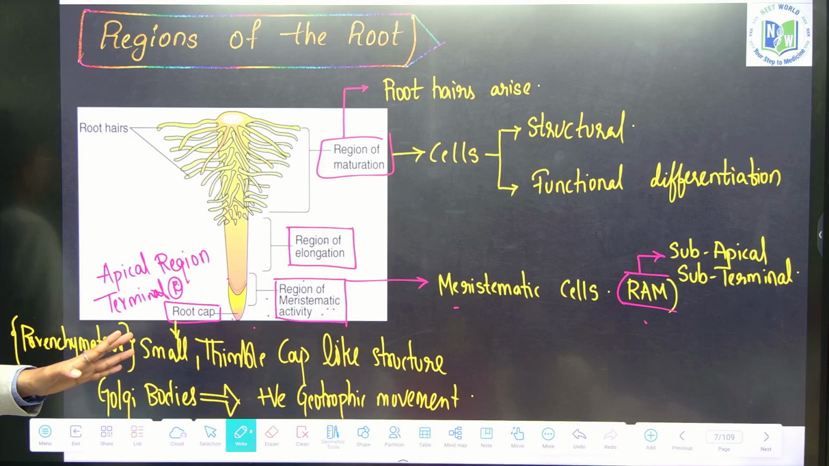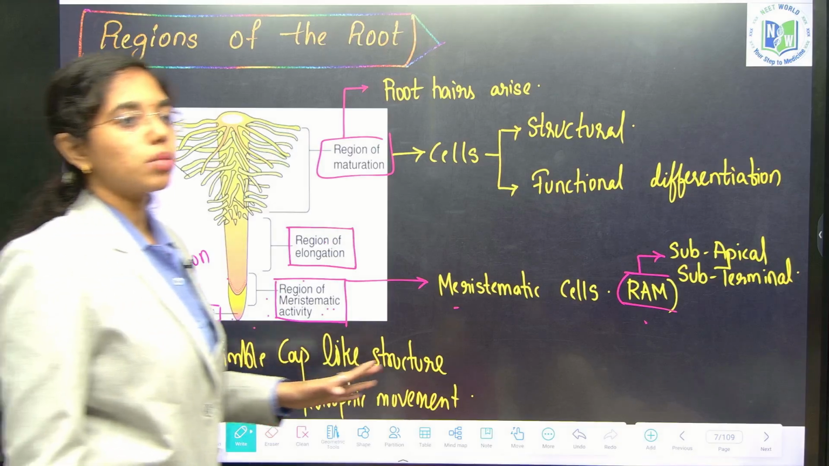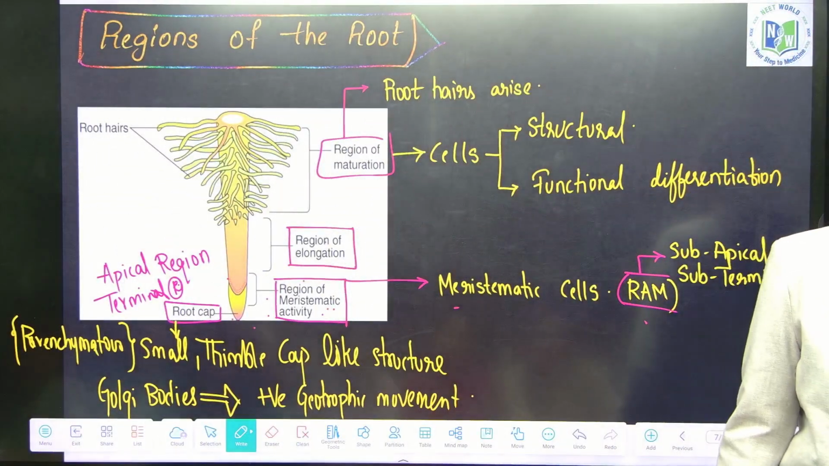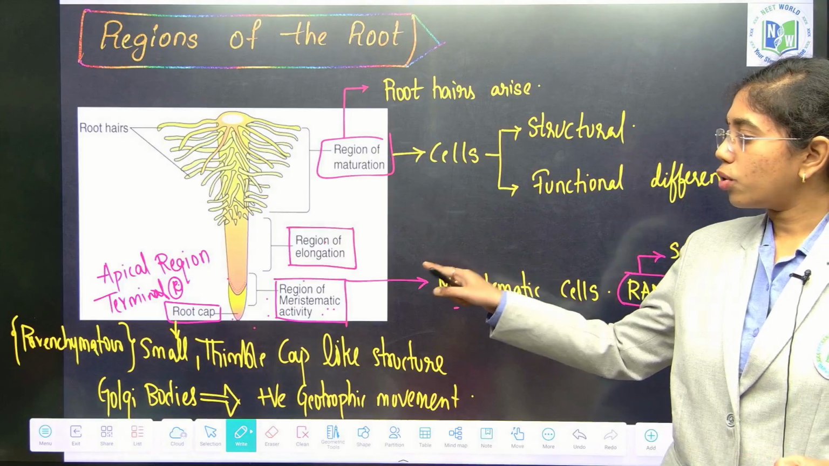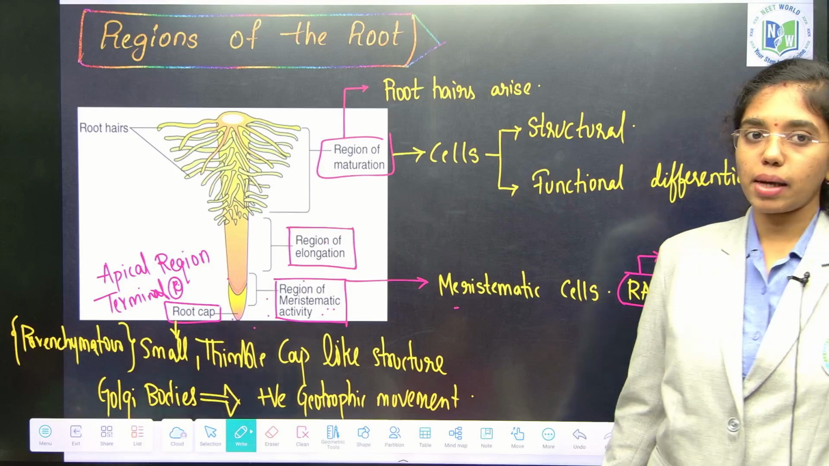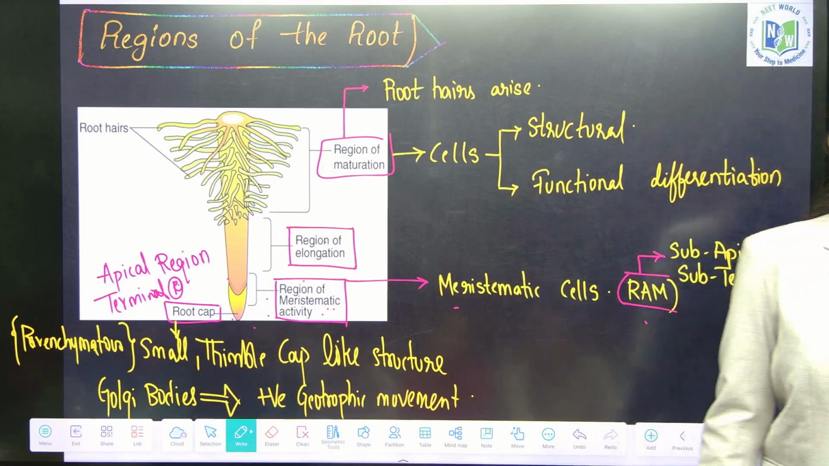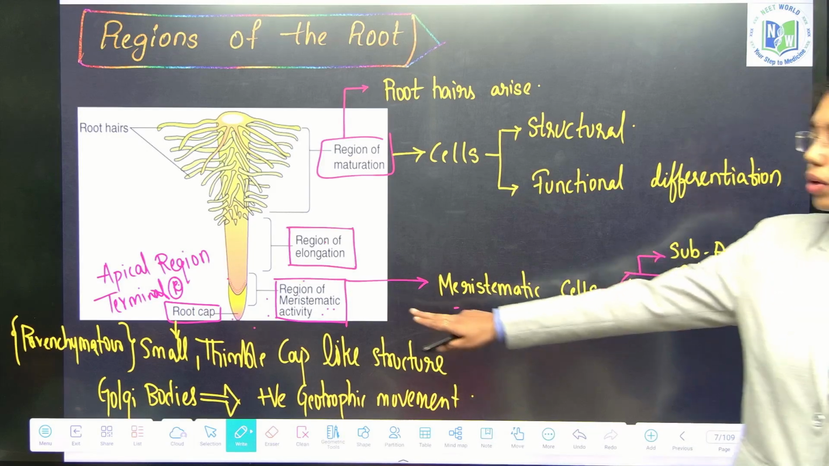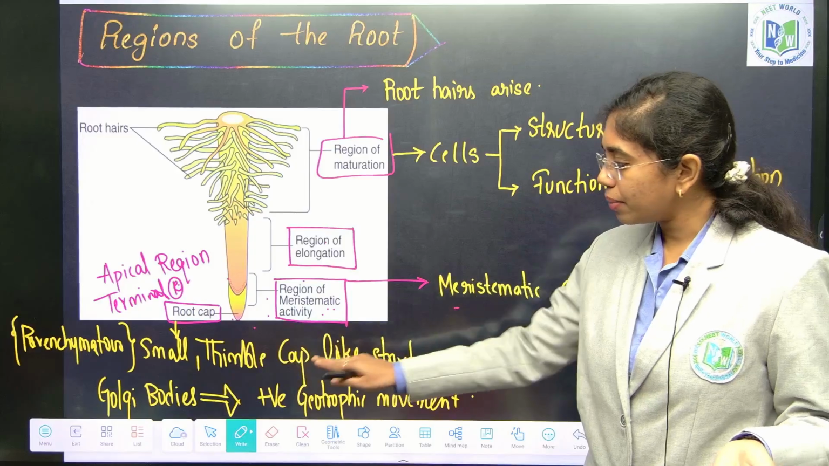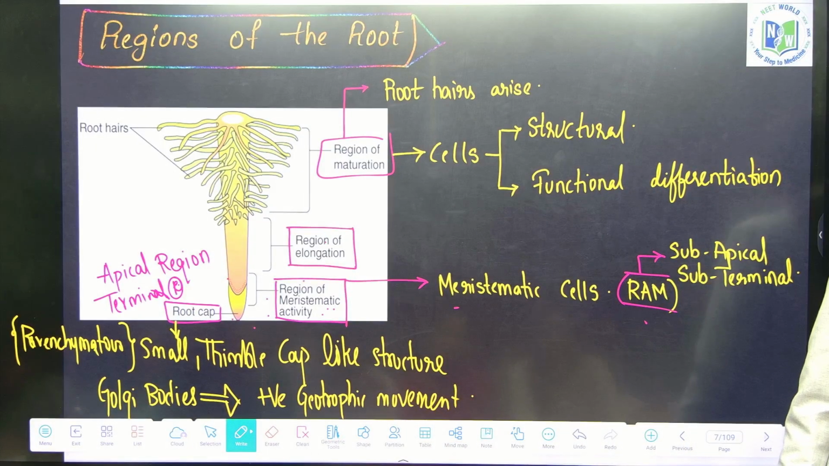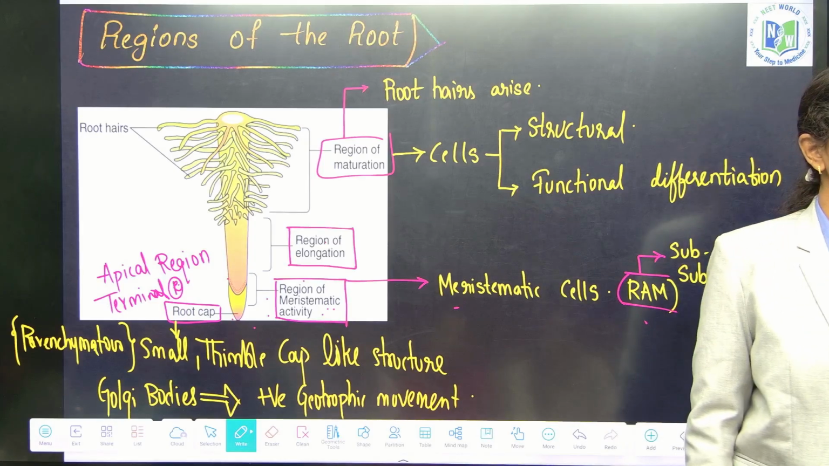Regions of root. Where is the region of elongation present? Proximal to? Distal to? Root apical meristem is at which region? Subapical, very good, or subterminal. Proximal to? Distal to? Which is present at the apical end? Root cap. How can you define root cap? Small thimble cap-like structures. Which organelles are abundant in the root cap? Done with the regions of root, everybody.